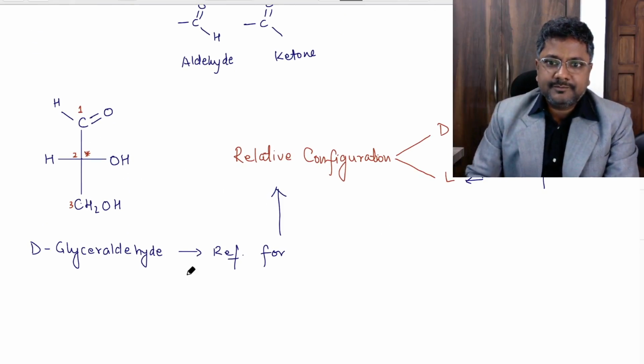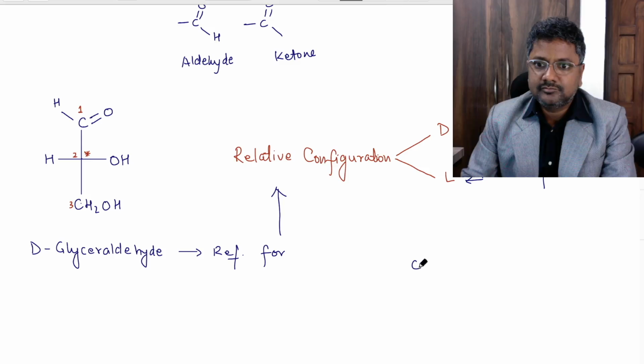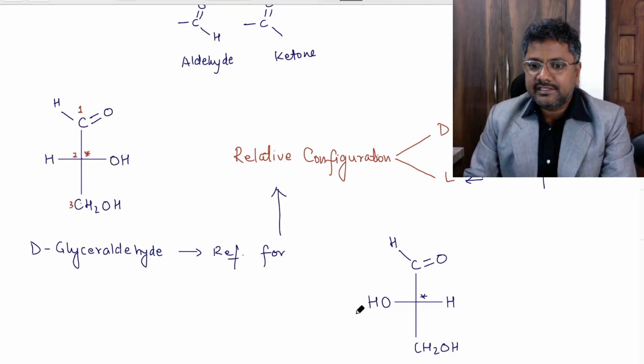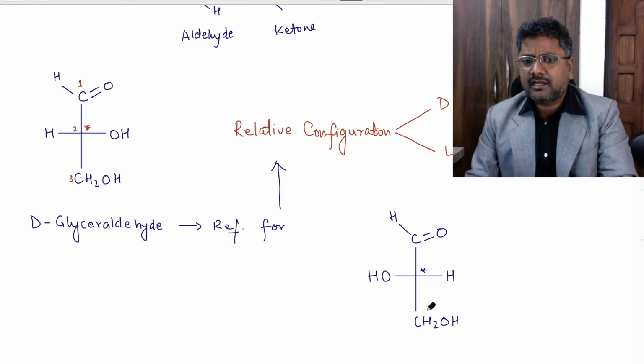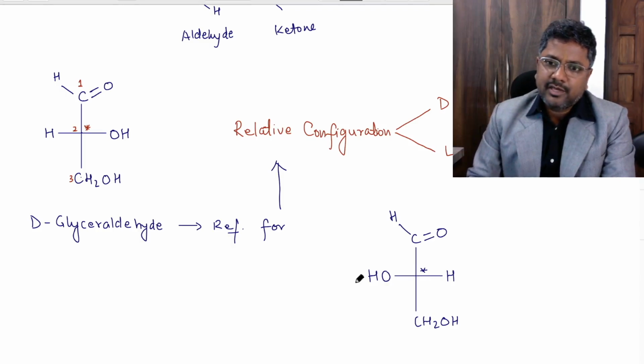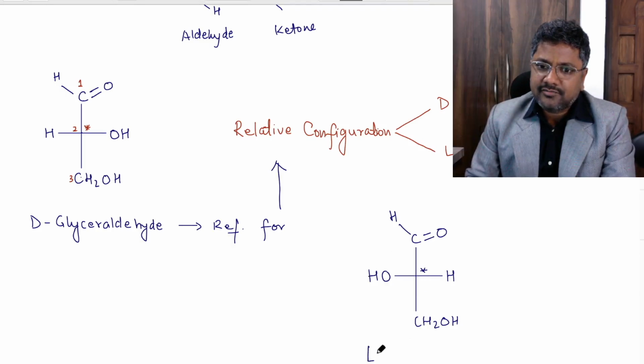And similarly, if in the Fischer projection formula the OH is on the right hand side, or some more preferential group than this is on the right hand side, then it is D; particularly in carbohydrates you will have only OH. If the OH group is on the left hand side, then this is the L series member, and this is known as L-glyceraldehyde.